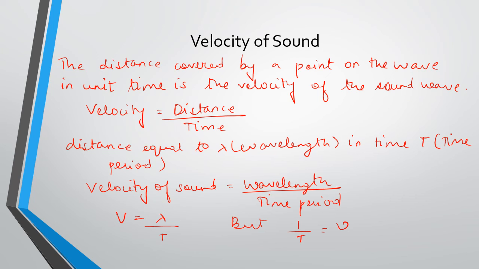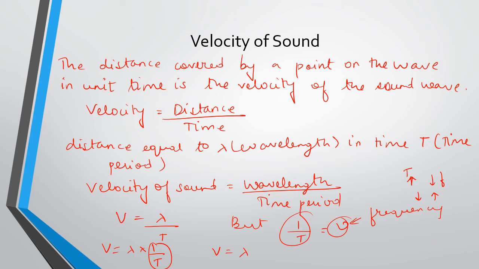this is time period and this is frequency. Okay, this is frequency. So they are inversely proportional to each other. When the time period increases, the frequency decreases. The time period decreases, the frequency increases. That is why it has been written as 1 upon T is equal to nu. So we can substitute this 1 upon T is equal to nu here. So this means v is equal to lambda into 1 upon T. So this 1 upon T can be replaced with nu, that is v is equal to lambda nu.